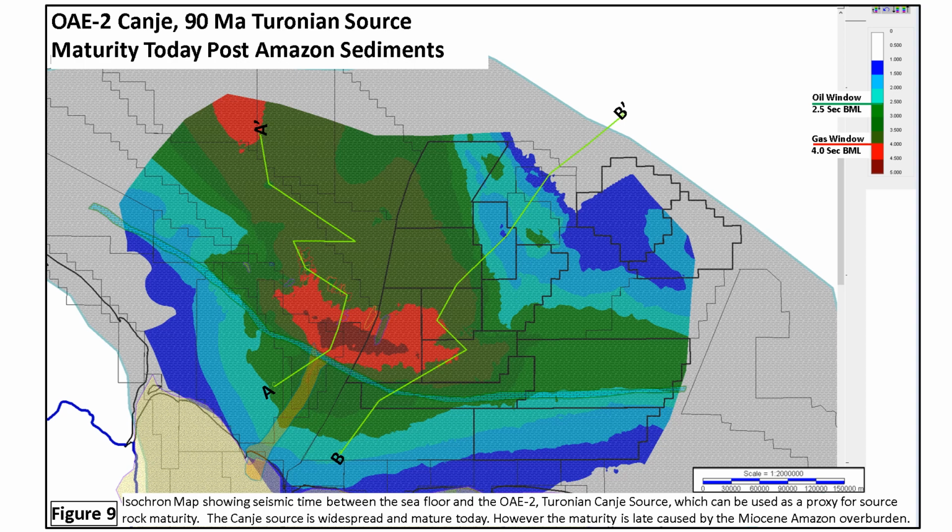But I'll also show cross-sections AA prime and BB prime, which I'll get to in a moment, which will show rates of sedimentation, which has a significant impact on the hydrocarbon generation in the basin.